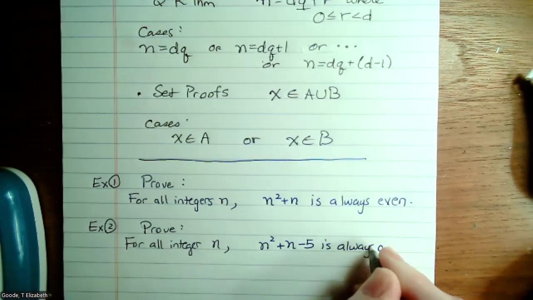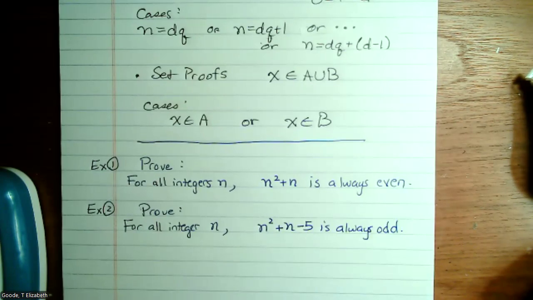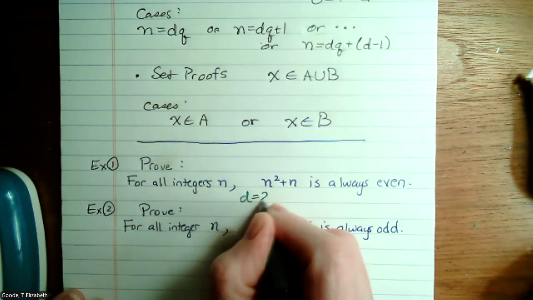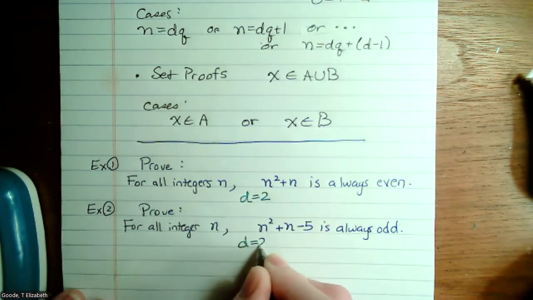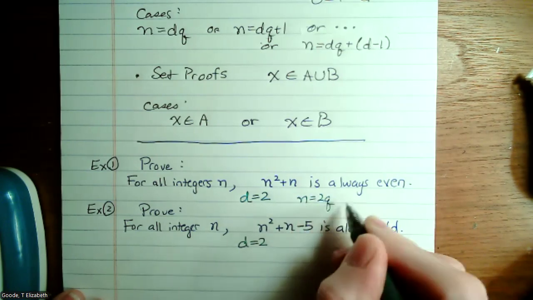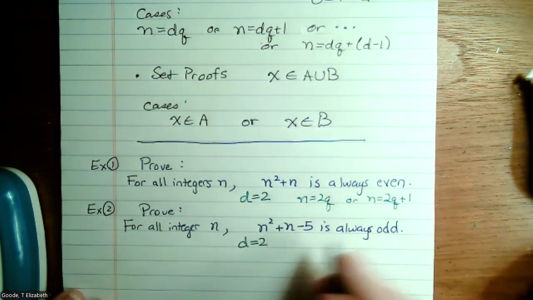Now, if these are indeed based on the quotient remainder theorem, what is our divisor for these? For both, the divisor is 2. Yep, so we would have two cases where either n equals 2q or n equals 2q plus 1, right?